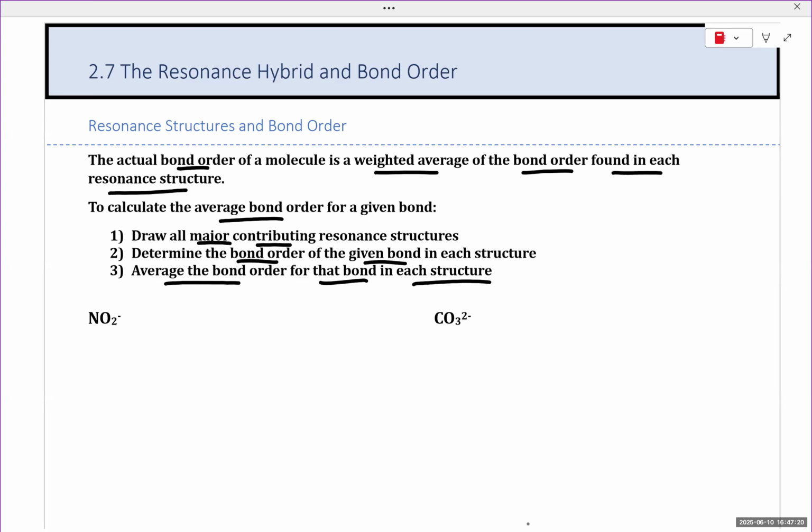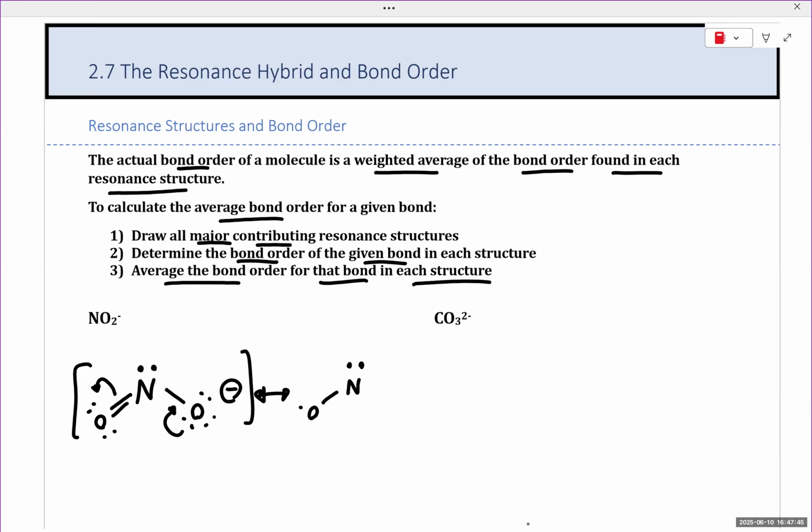For example, looking at NO2 minus, which looks something like this, we can draw two valid resonance structures. Again, if you have a lone pair adjacent to a pi bond, you can push those pi electrons down to generate a new pi bond and a new lone pair.